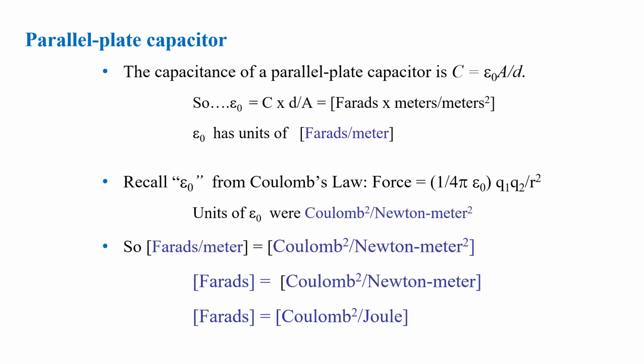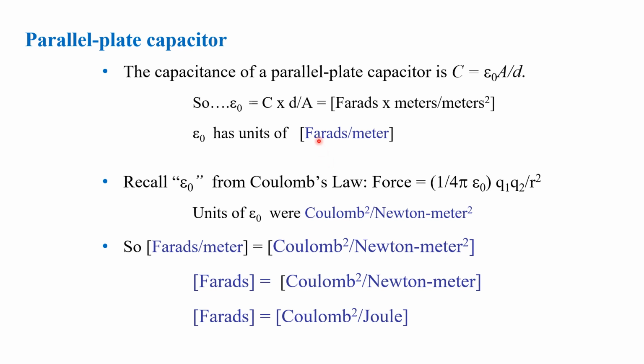In using the capacitance equation, C equals epsilon naught A over D, we're going to use a different unit for the permittivity of free space. If you play with the equation, epsilon naught is equal to capacitance times distance over area. Capacitance is measured in farads, distance in meters, and area in meters squared. Therefore, as you can see, epsilon naught here has units of farads per meter.